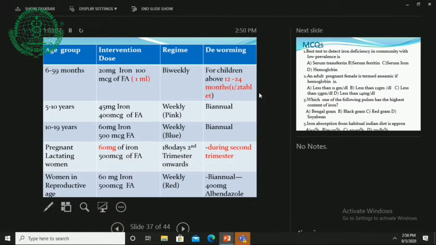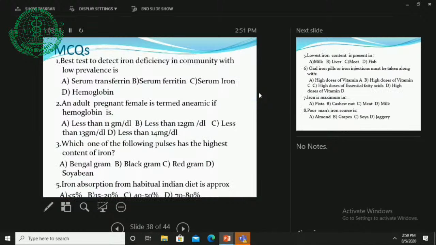For children who are in the age group 12 months to 24 months, for them the dose is 200 milligrams or half tablet of albendazole. For other age groups it is the same dose, and that is 400 milligrams of albendazole.